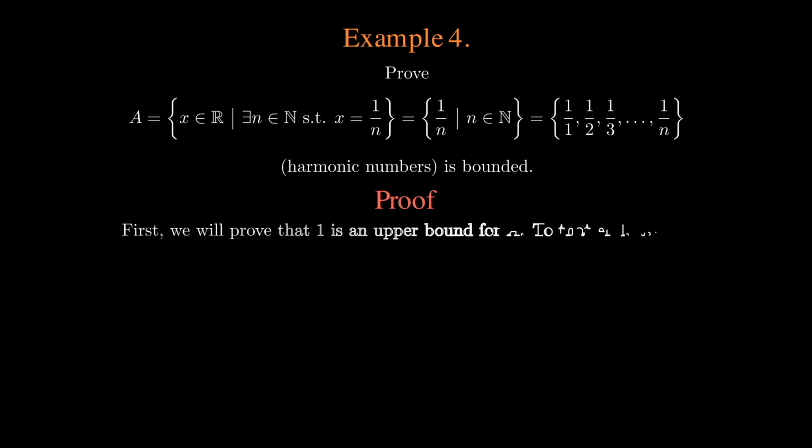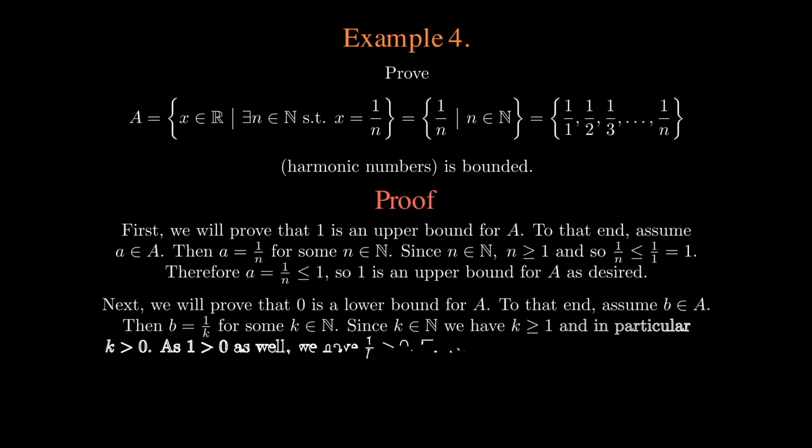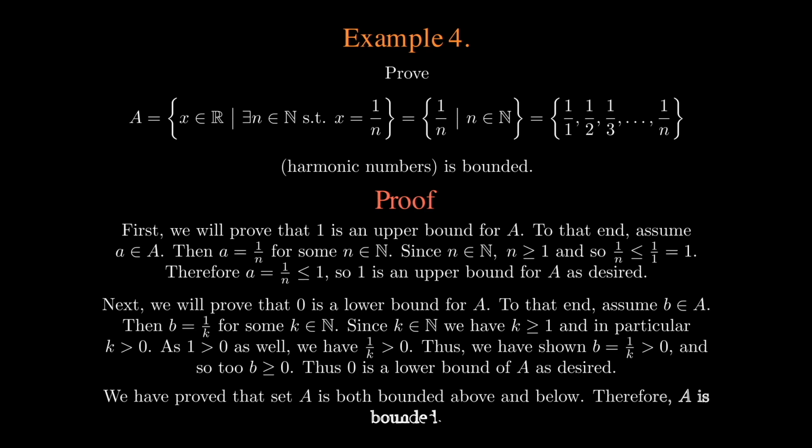The proof will be split into 2 parts. We will start by proving the harmonic numbers are bounded above. We can do so by choosing an arbitrary element A, which we can define as 1 over n. Further, we know that the natural numbers are greater than or equal to 1, so 1 over n will be less than or equal to 1 over 1, since the denominator can only be smaller and 1 over 1 is the same as 1. Thus, 1 over n is less than or equal to 1, giving us an upper bound for the harmonic numbers.